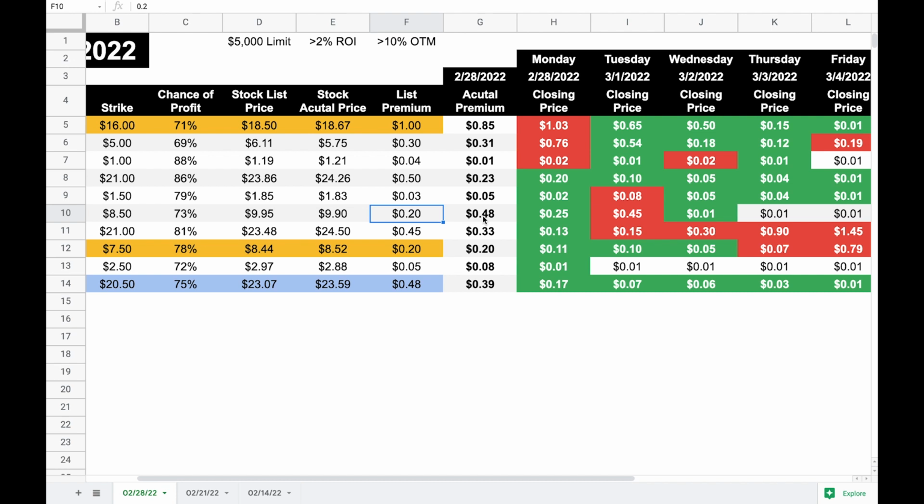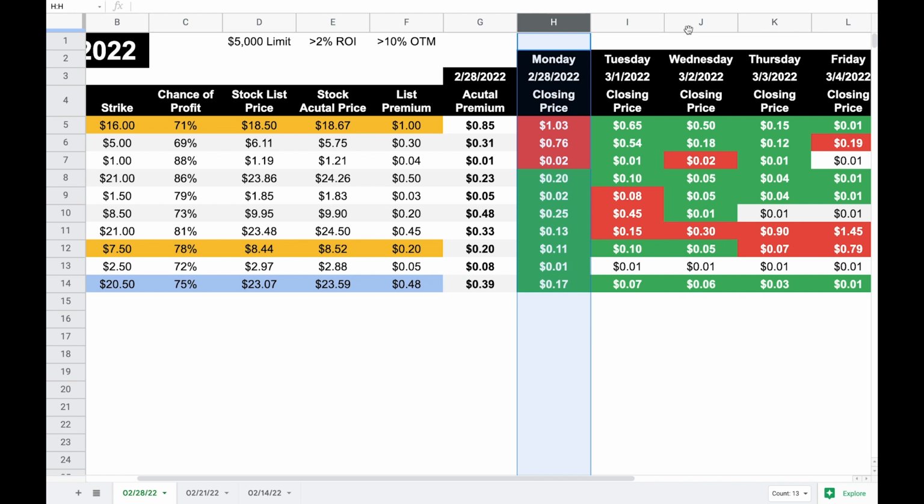45 to 33, 20 to 20, that stayed the same, 5 to 8, again, really low, and then 48 to 39, that's not too bad. So here's Monday's closing price in column H, Tuesday's closing price of the option, of the put option, and so on.